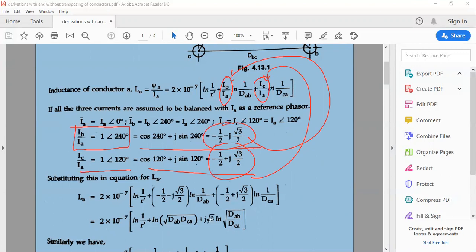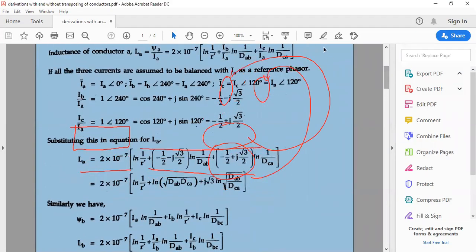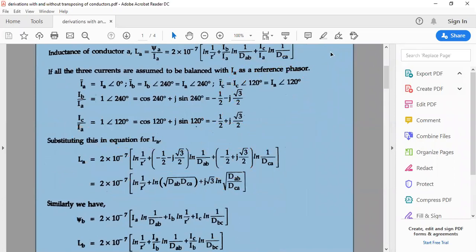So next, after substituting, I'll be getting the inductance term. In the above equation, if I want to replace the inductance term, LA is the inductance term that is present. So I can replace it and arrive at this equation after manipulation.